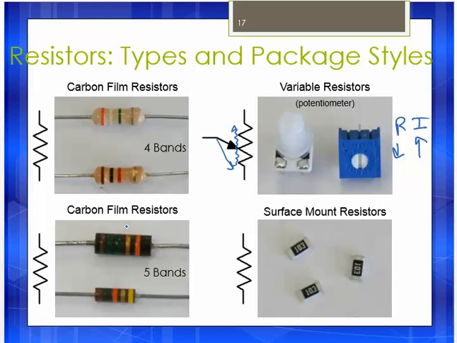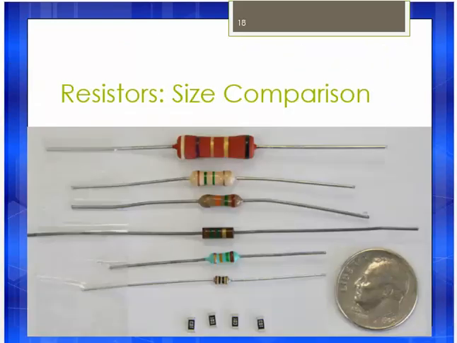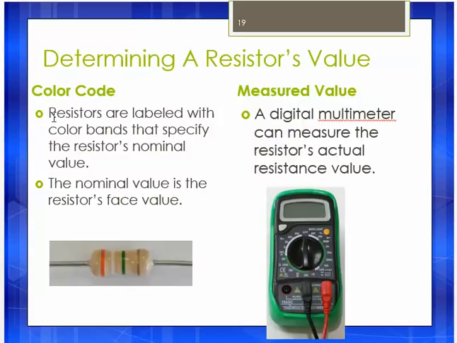Carbon film resistors, and then carbon film resistors. These are all different types of resistors that you will run into. Here's pretty much actual size. If you think about this being a quarter, this is the real size of these resistors. Okay, let's start with the color code right here.